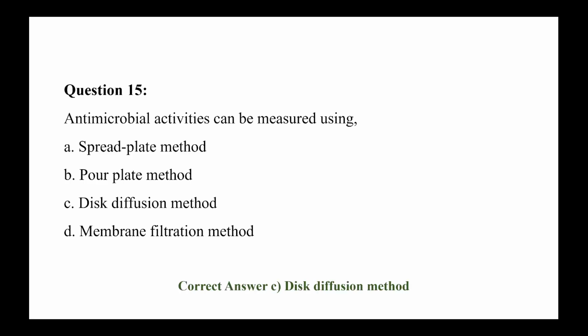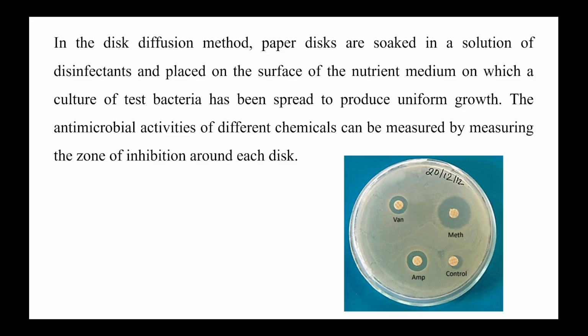The correct answer is disk diffusion method, option C. So basically, we use this method to check the antimicrobial activity of certain compounds. So let's say we are checking the antimicrobial activity of antibiotics, or of a certain oil that we have extracted from a plant. Okay, just giving a random example. What we do is we take a small paper disc, soak it in the solution, and keep it over the plate on which we have already spread the bacterial culture.